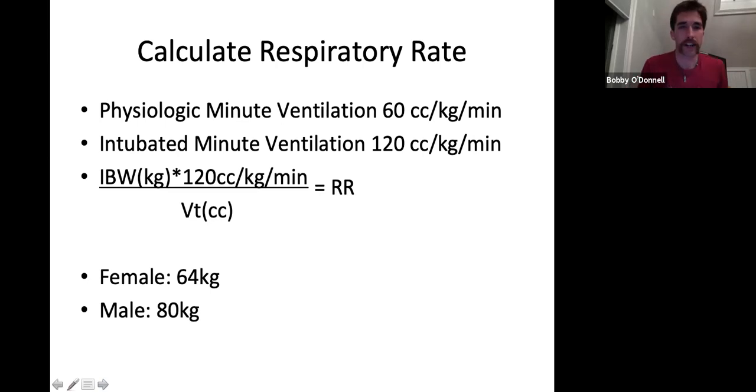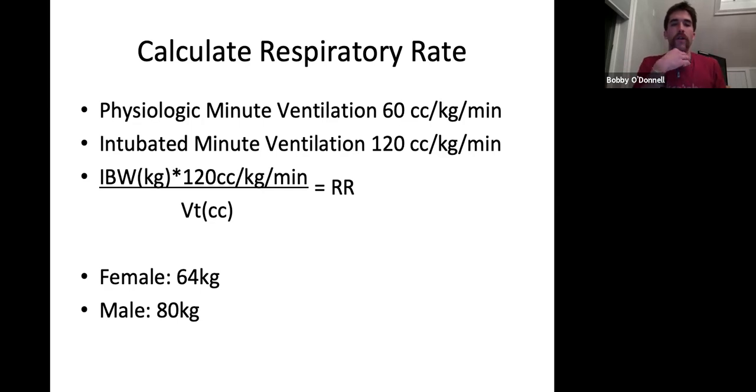So our respiratory rate is something that we calculate, and we calculate it based off of our tidal volume and our minute ventilation. When we're breathing right now, we're getting roughly 60 cc's per kilogram per minute. When we intubate a patient, because of that breathing tube and the vent circuit, we're massively increasing their amount of dead space. So we need to double what their minute ventilation is.